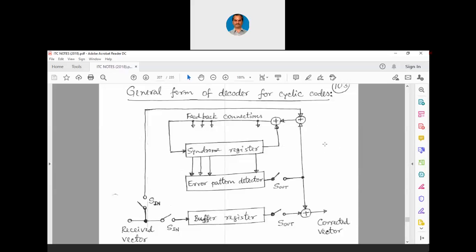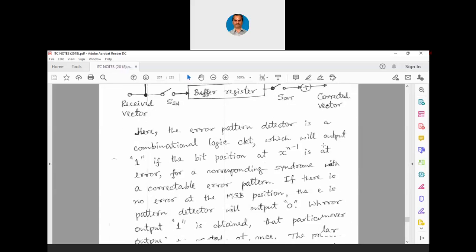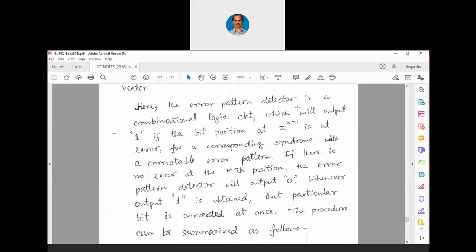So whatever I have told now, there is a brief explanation here. The error pattern detector is a combinational logic circuit which will output 1 if the bit position at x power n minus 1 is in error for a corresponding syndrome with the correctable error pattern. If there is no error at the MSB position, the error pattern detector will output 0. Now, whenever output 1 is obtained, that particular bit is corrected at once. When the output is 0, the bits are going to be shifted.